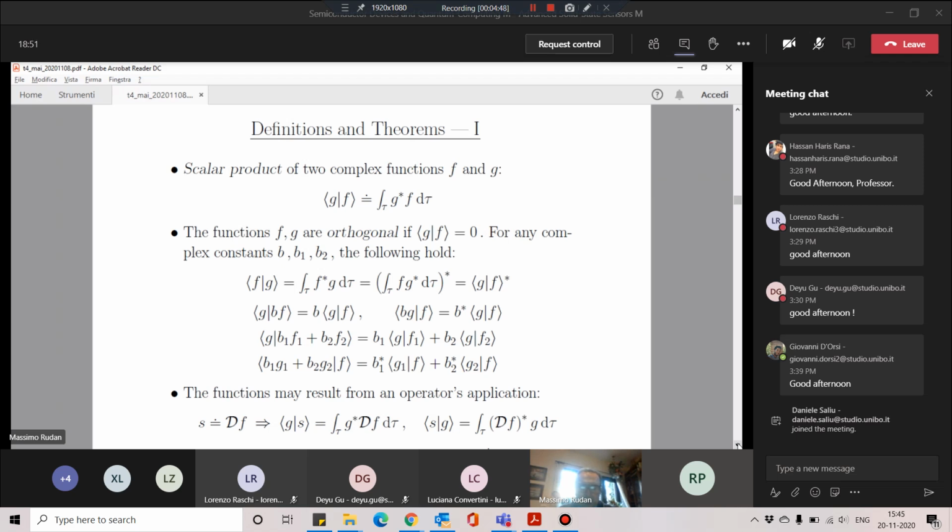Then there are some rules that are very easily demonstrated. If you invert the position of f and g, so you take the scalar product of f followed by g, what you obtain is the conjugate of the original scalar product. Of course, the coordinates are real, so the space tau is real in itself.